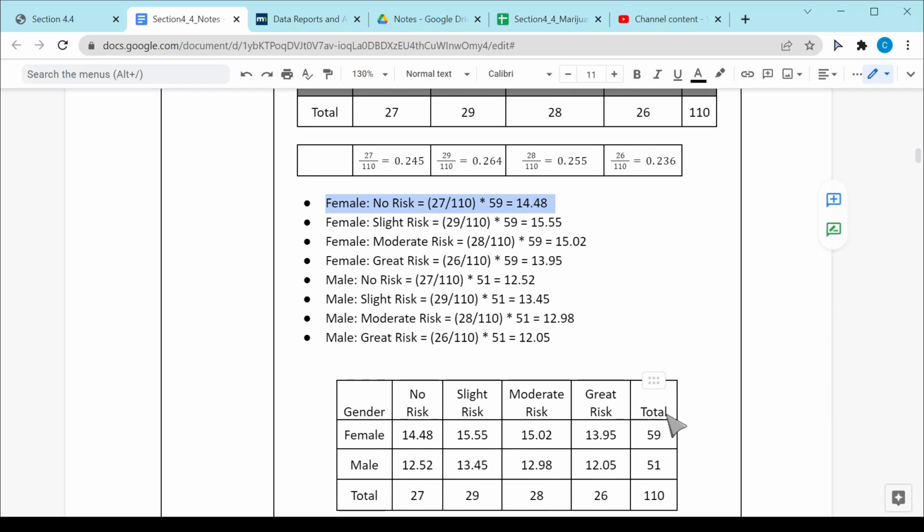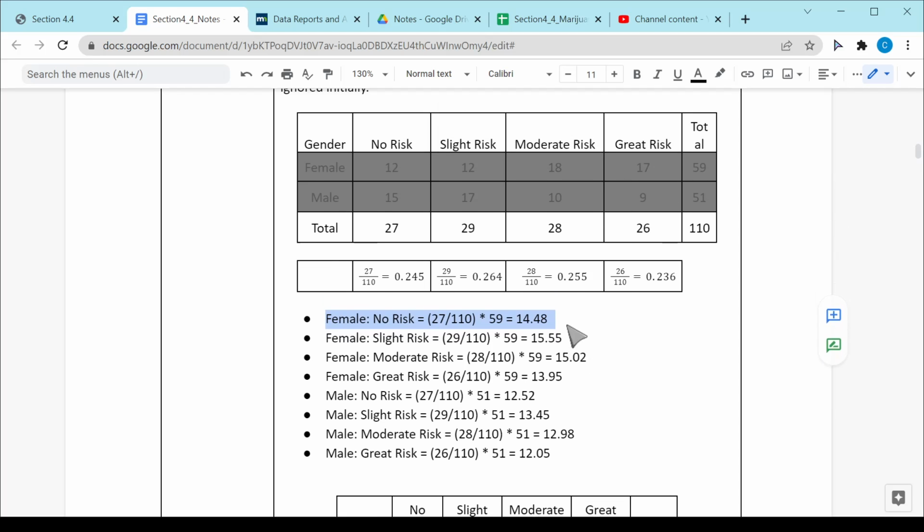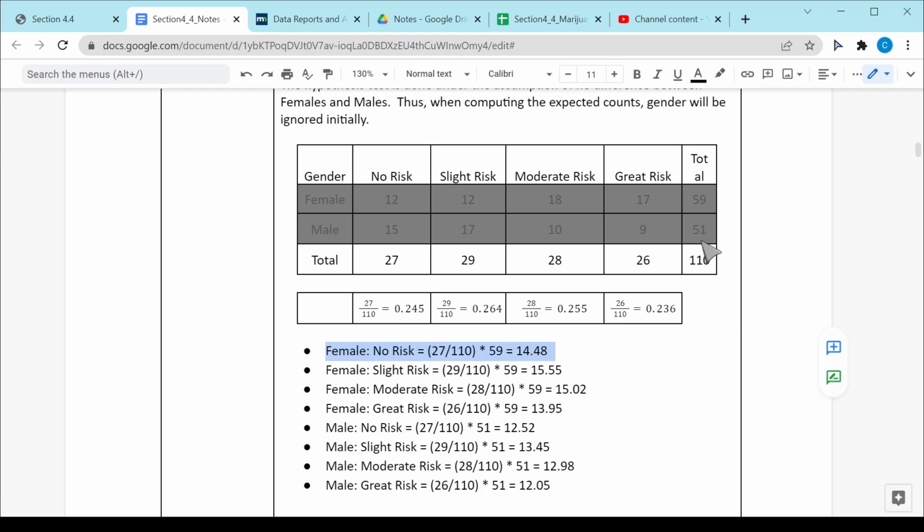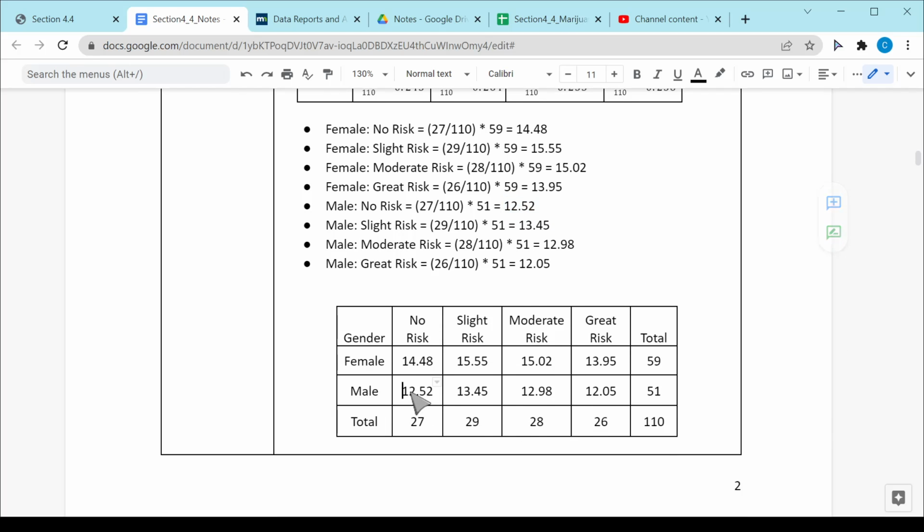For the males, I only had a total of 51 males. So again, about 24% of the males should be in this group here, no risk male. So to get no risk male, again, I take that 27 divided by 110, but I'm multiplying that by 51. That's how I get the 12.52. So that's what number is going there.